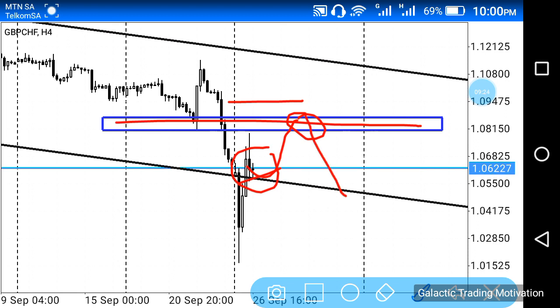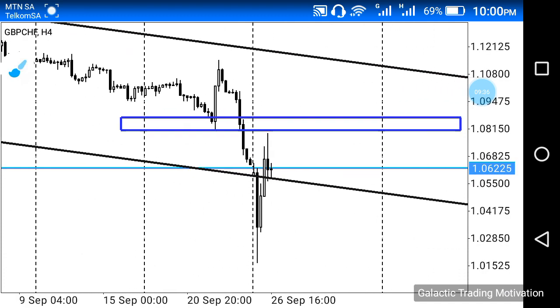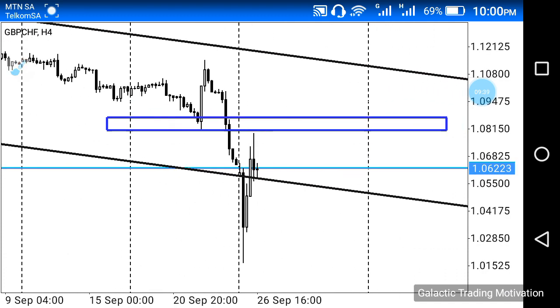I hope what I've said is not too confusing. All I'm saying is that I would like my entry and my stop loss to not be too far from each other, right? Just to minimize my risk in as far as my entries go, right? At this point I don't see anything further.